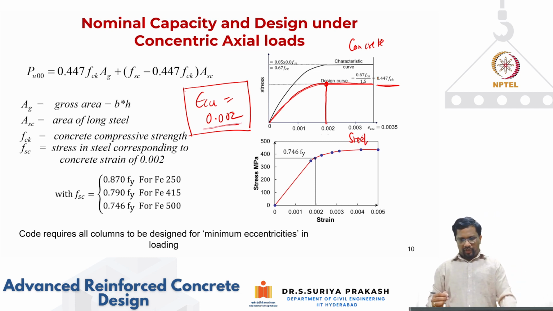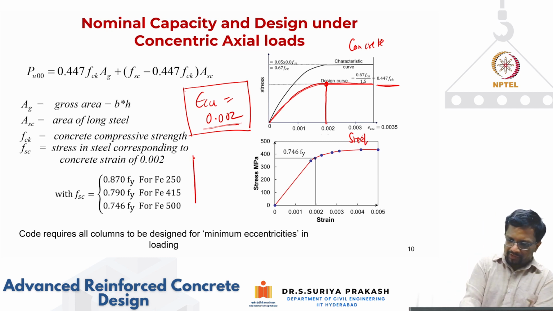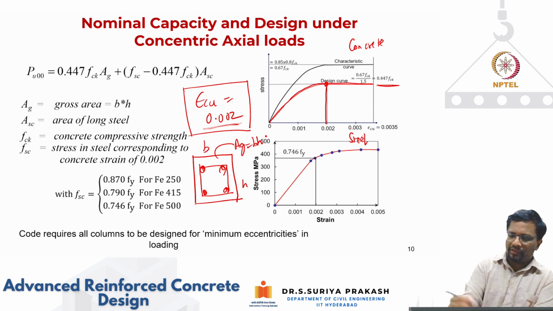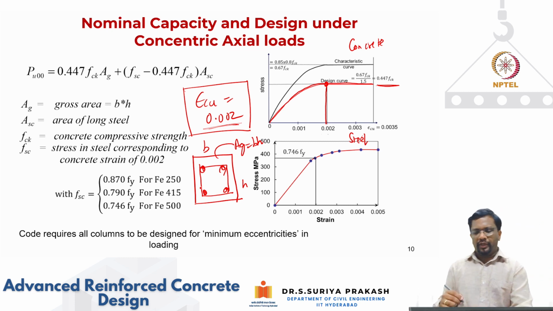So again, for a column, if you look at the section, we have longitudinal bars, and in addition you have a tie like this, right? Let's say this is the total area, with B and H. So Ag will become B into H, and these are your longitudinal bars. We have discussed in the axial behavior that concrete and steel act like two springs in parallel, you have strain compatibility, and both of them contribute to load resistance.